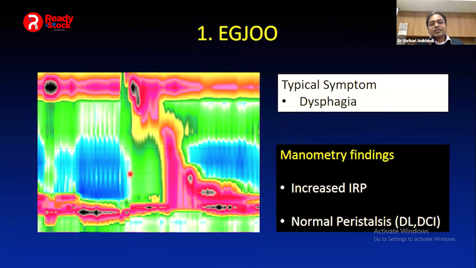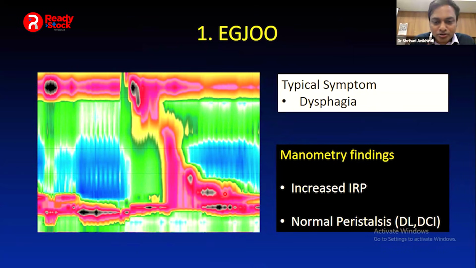So, esophagogastric junction outflow obstruction. What happens in esophagogastric junction outflow obstruction? Remember that EGJ outflow obstruction is a manometric diagnosis. It's not an endoscopic diagnosis. If endoscopy finds something at the GE junction, that's a mechanical cause of obstruction. But when you talk of EGJ outflow obstruction, it's a physiological presentation where the patient is coming with dysphagia, where the IRP is high, but you don't see any obvious reason why that is happening. Okay, so that is EGJ outflow obstruction.